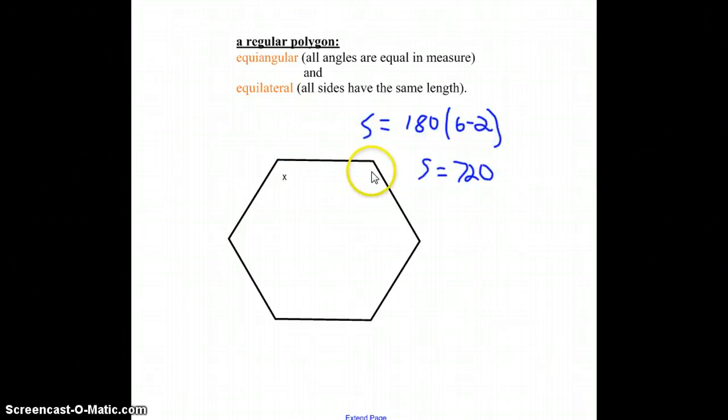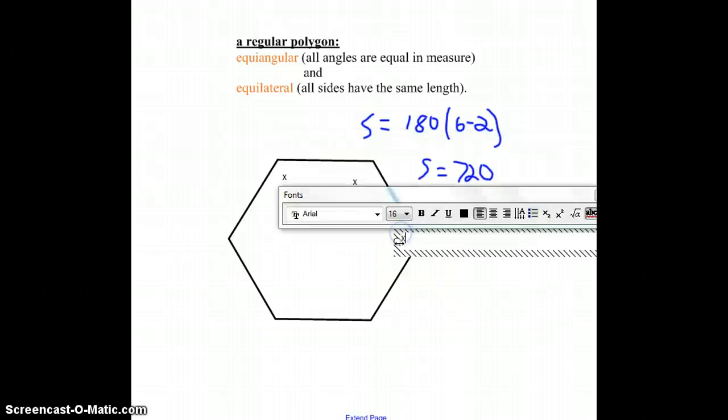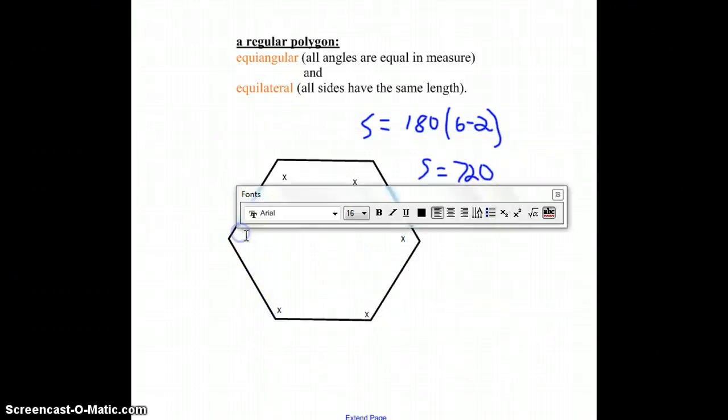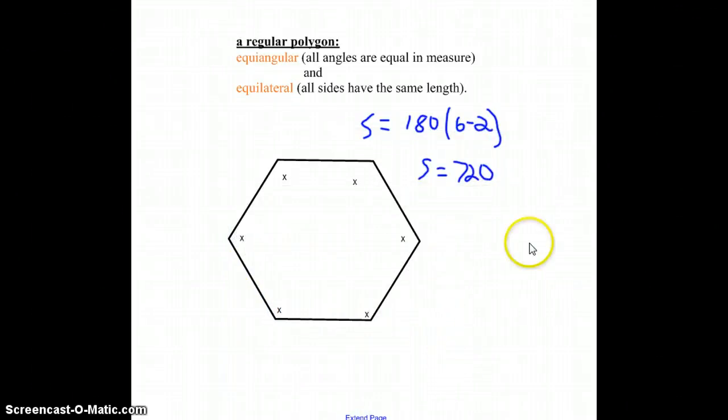So if we want to figure each of these out, let's say each of these angles, we know that since it's regular and they're all equal angles, every one of these would be x. All right. If we want to figure out what each angle was, what the x was, well, 720 total, and we've got to divide it by 6 equal parts. So 720 divided by 6.